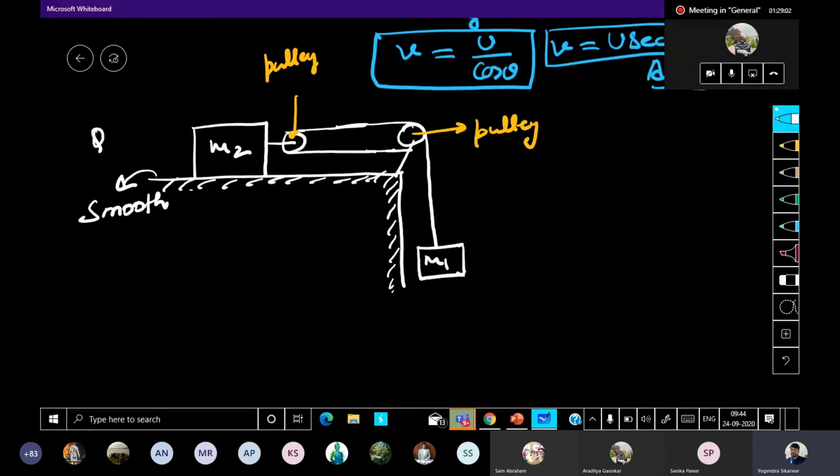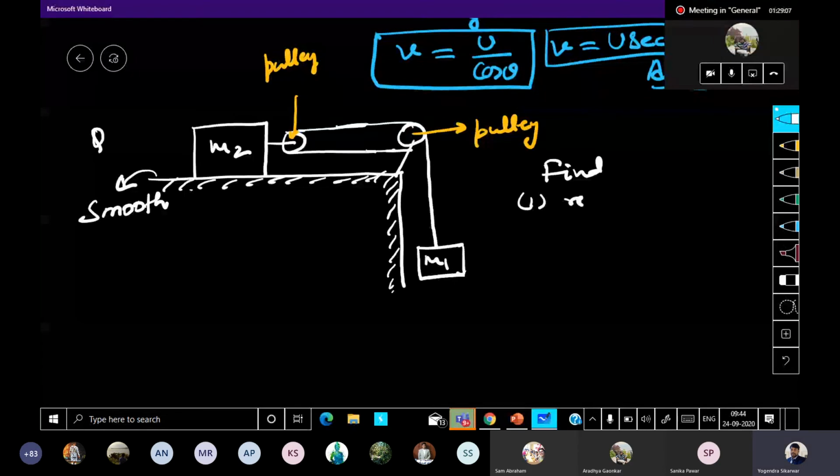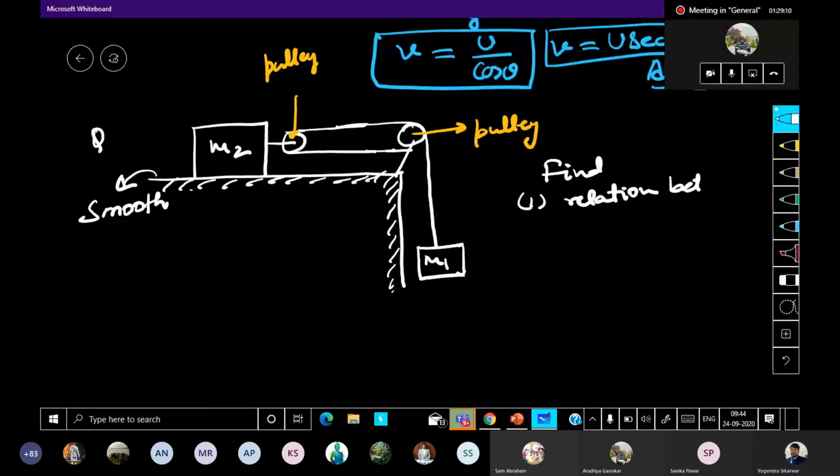So the question is, find number one, the relation between acceleration of m1 and m2, and second step is find acceleration of m1 and m2.